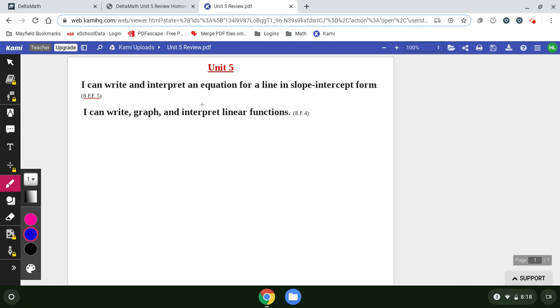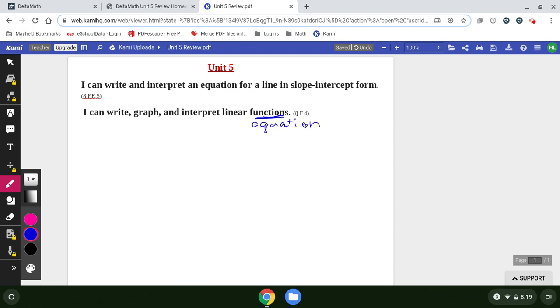To review Unit 5, there were actually two main things that you should know at this point. You should be able to say, I can write and interpret an equation for a line in slope-intercept form, and I can write, graph, and interpret linear functions. We haven't used the word function that much, but at this point, if I replace that with equation, you should be able to write and interpret a linear equation. So if you can do those two things, you are able to say that you were able to do Unit 5. I wanted to bring up a couple topics that I think are important.